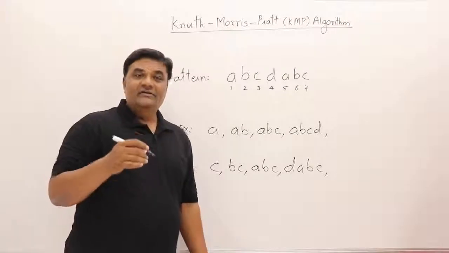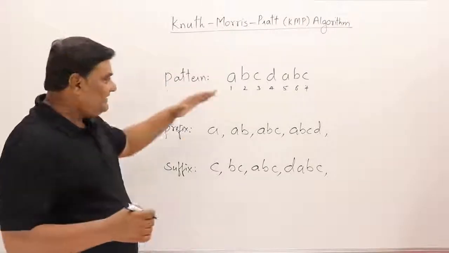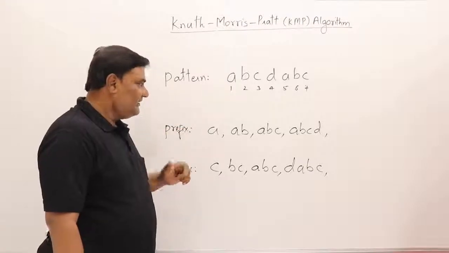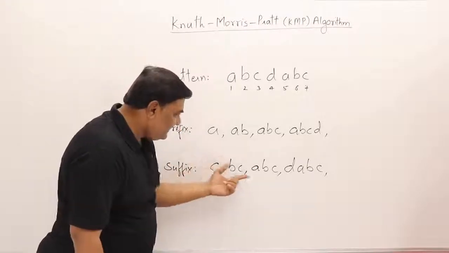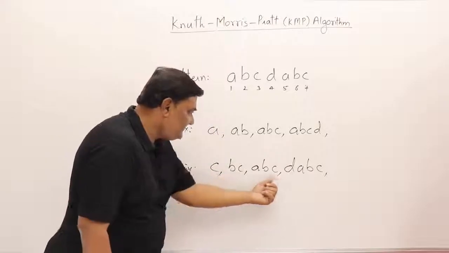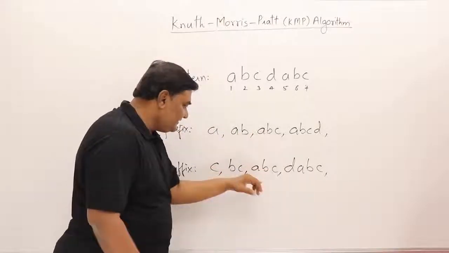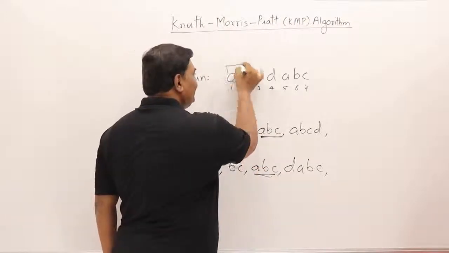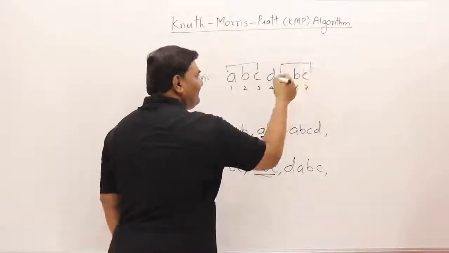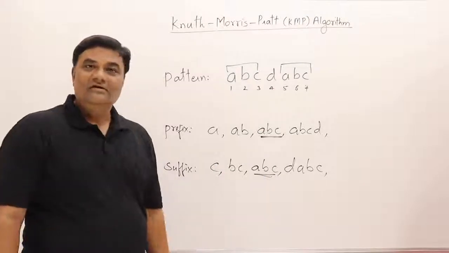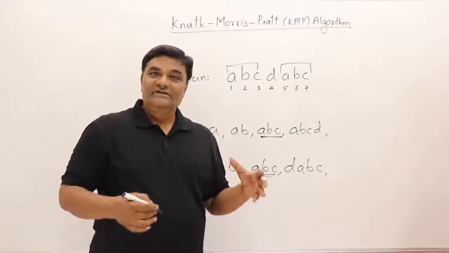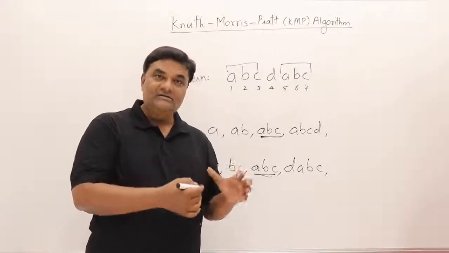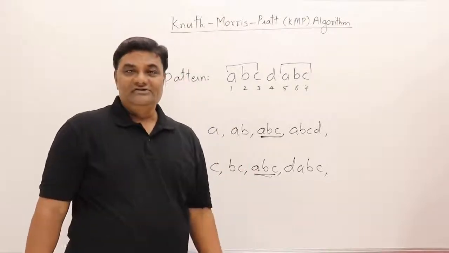Now the idea of KMP is that inside this string, is there any prefix same as suffix? Let us see. A, do you find anywhere? No. A, B, A, B, A, B. No, it's not there. A, B, C. Yes, it's there. See, this is matching. So this is the prefix that is also there in the suffix. This is the observation that the KMP algorithm will make on a pattern to avoid the number of comparisons.